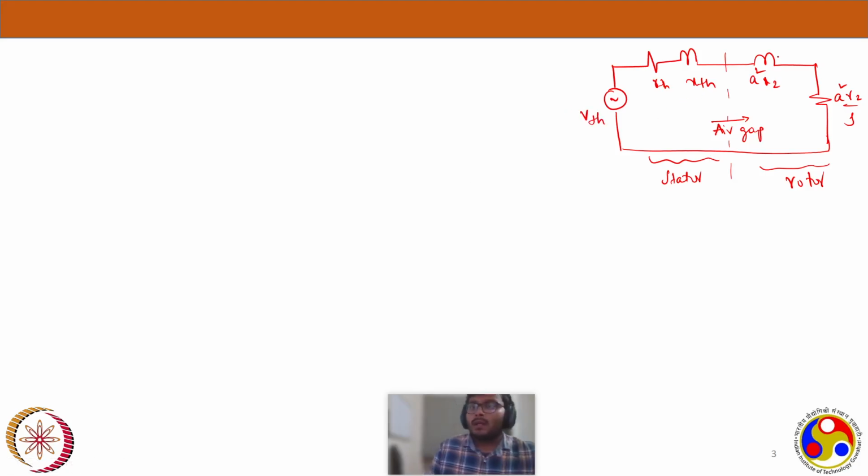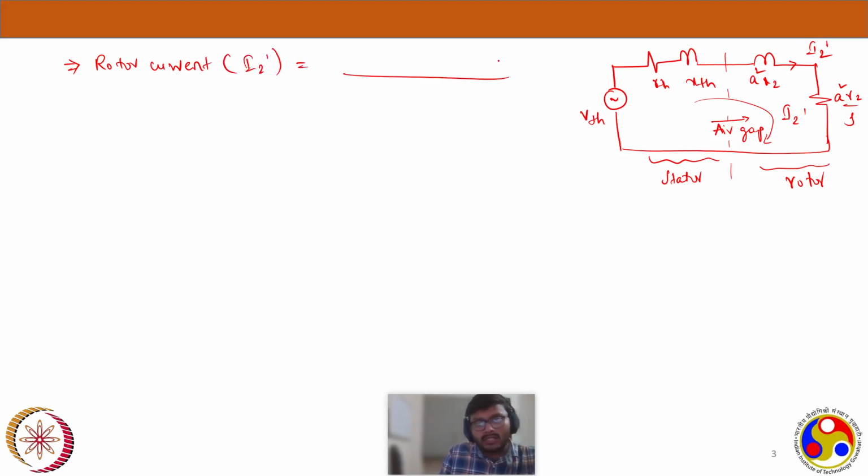Now, we discussed last week that the rotor current is I2, and if you refer it to the stator side, it is I2 dash. Since I2 dash is in series, there are no parallel branches involved. The same current is flowing in the entire circuit. Last week we solved problems to find the rotor current. Now we are doing a similar thing for the Thevenin's circuit. If you want to find the rotor current here, I2 dash.